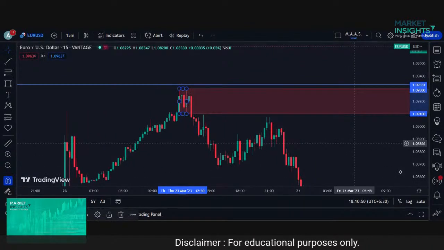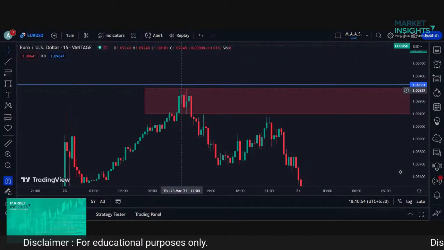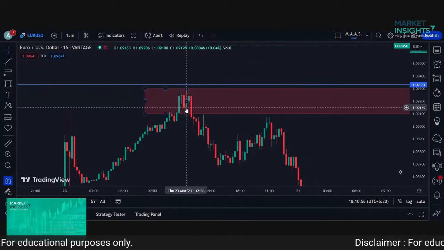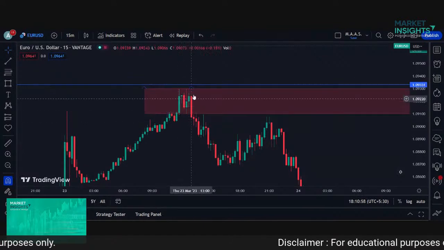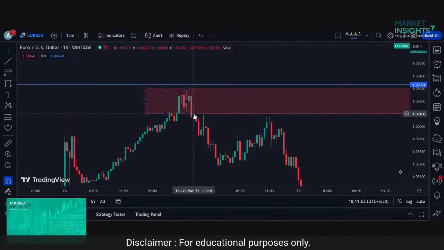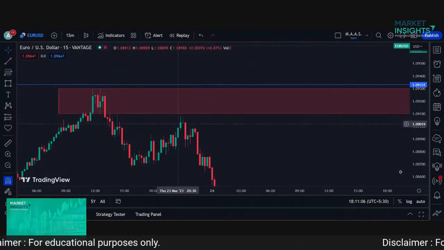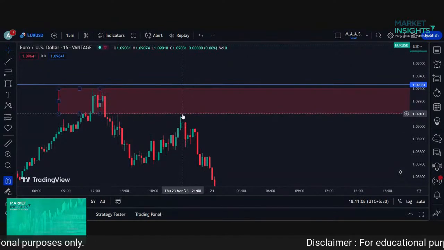Extend right. Now if you see properly, I have chosen the high of this particular level and the low of this consolidation. There are five, six candles: one, two, three, four, five, six. The sixth one has gone down, right? And now the resistance has come around this level only.